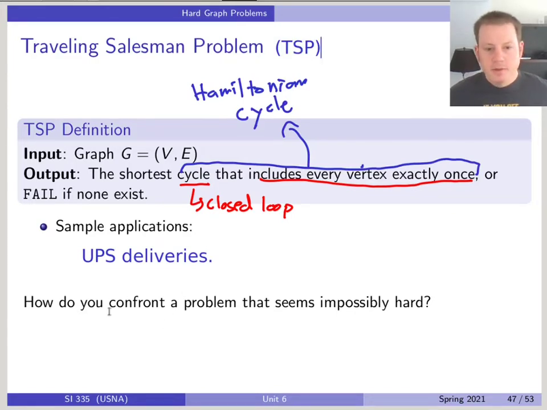Okay, and the challenge that we're going to look at here is that this is a really hard problem. So that's what this whole part of the unit is about, hard graph problems that we don't have any great ways to solve. And the thing that we want to answer is, how can we deal with a problem that actually is really hard to solve, where we don't have any great algorithms to do it? How can we deal with it anyway?